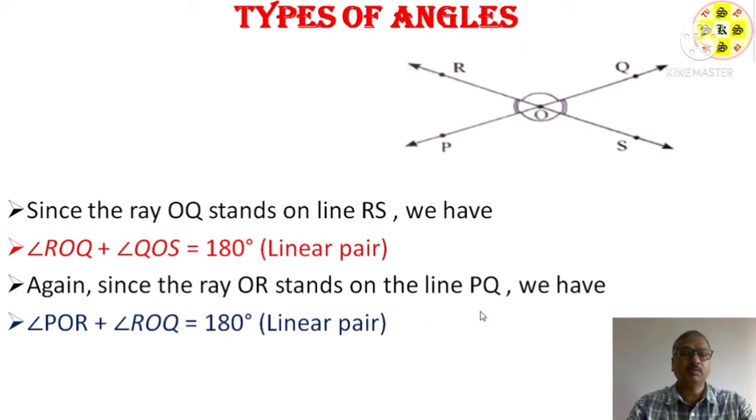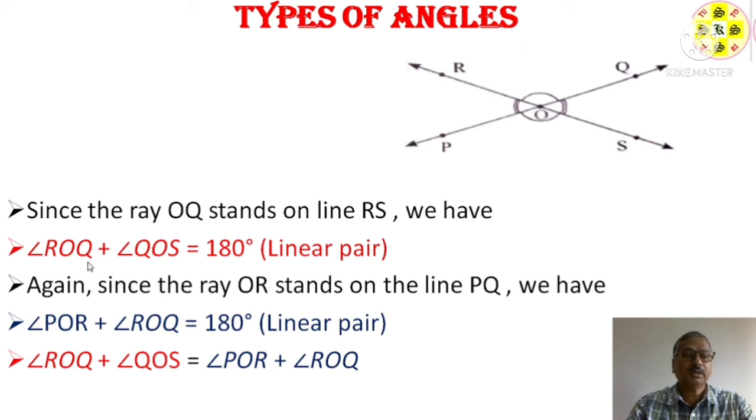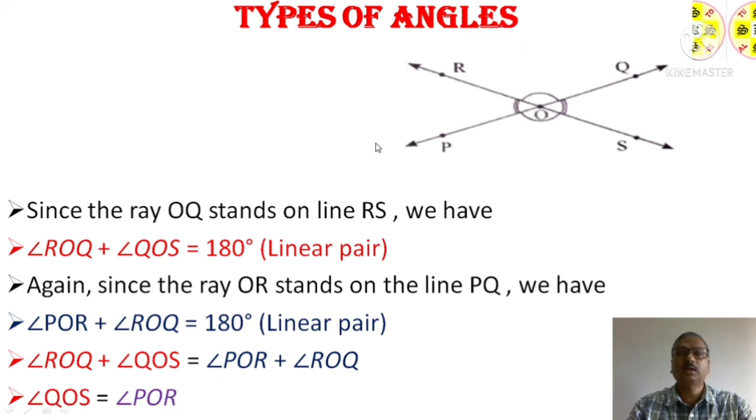So this is 180 degree, this is also 180 degree. If you mark them as equation 1 and 2, from this what can we write? Their left sides should be equal: angle ROQ plus angle QOS equals angle POR plus angle ROQ. Now ROQ from both sides we can cancel. After cancelling ROQ from both sides, what do we get? QOS equals POR. So this is one pair of vertically opposite angles. Similarly, we can prove POS equals QOR.